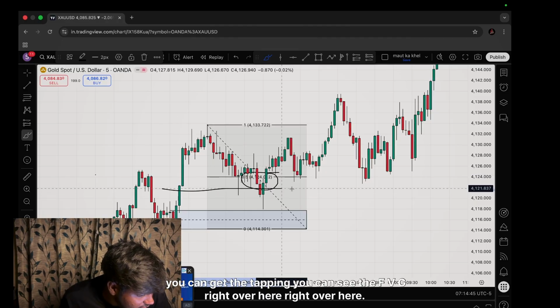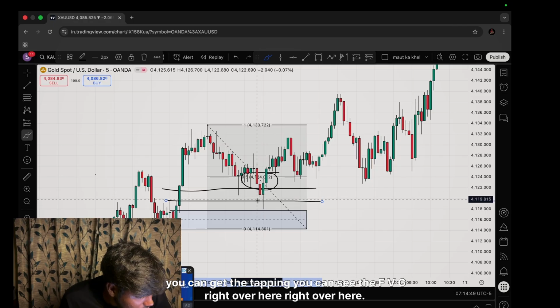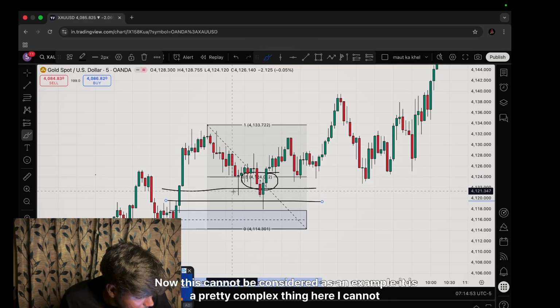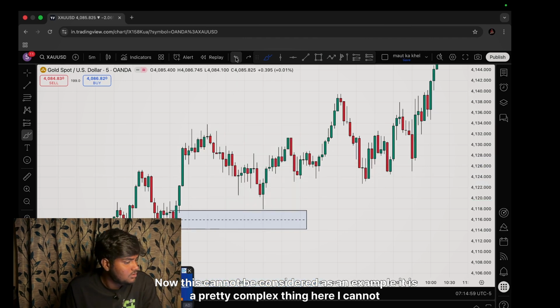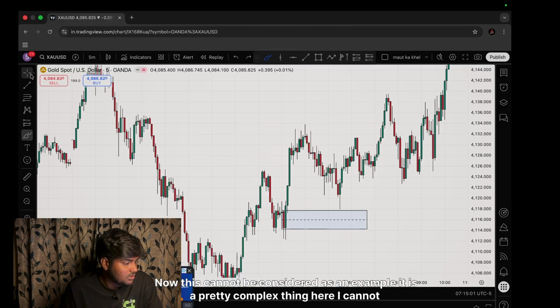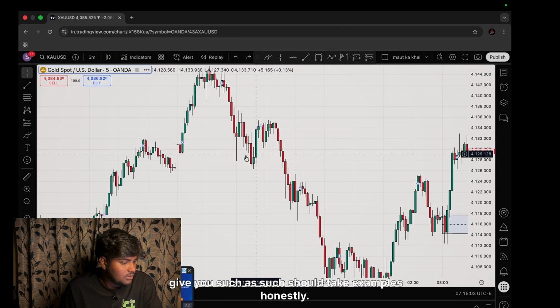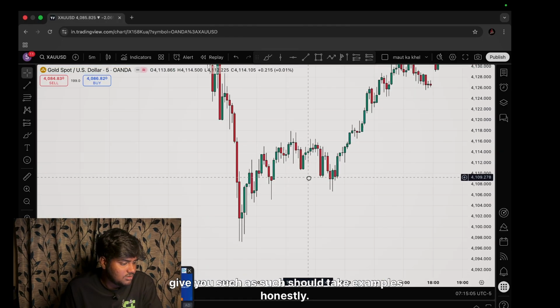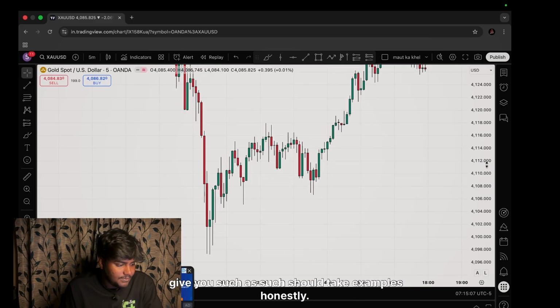You can see the FVG right over here. This cannot be considered as an example. It's a pretty complex thing. Here I cannot give you such shitty examples, honestly.